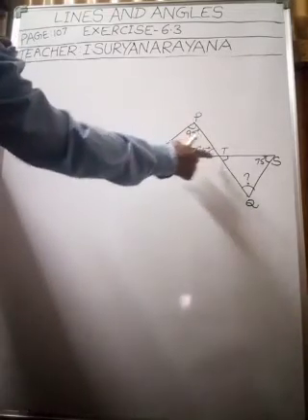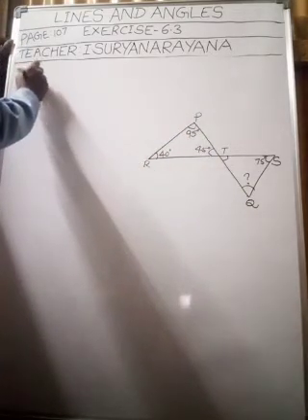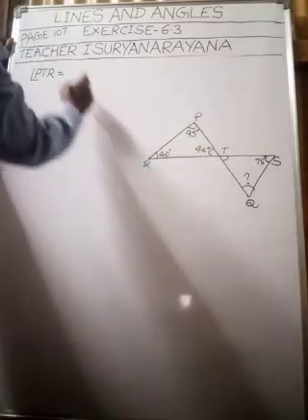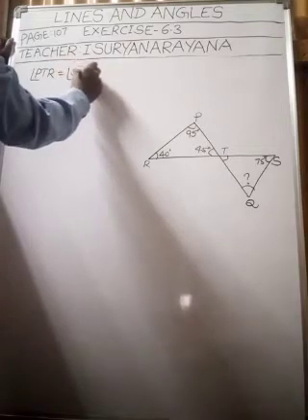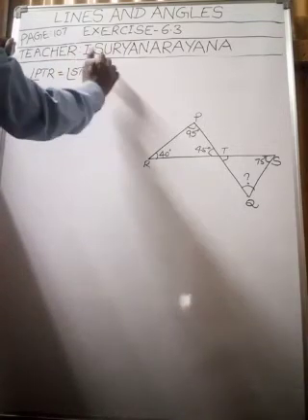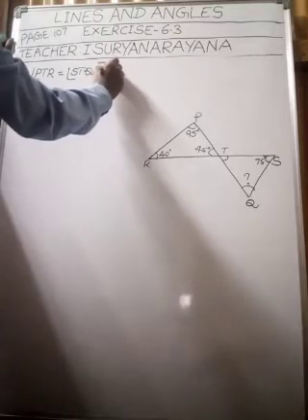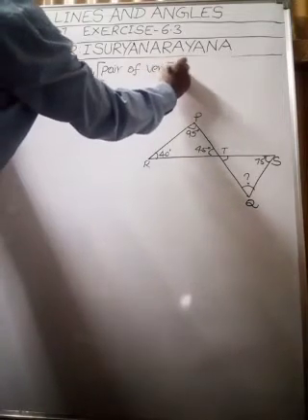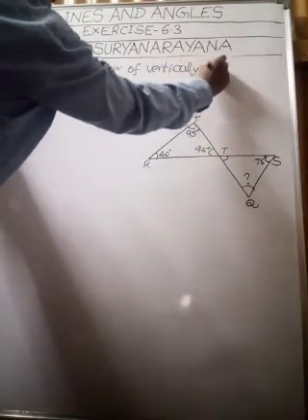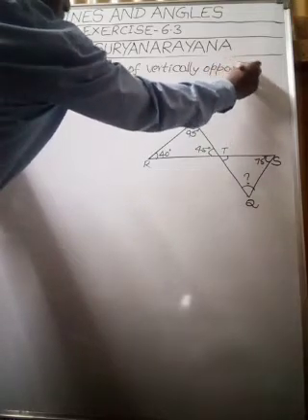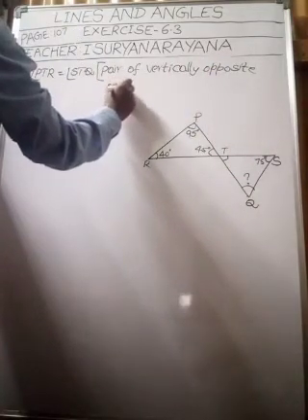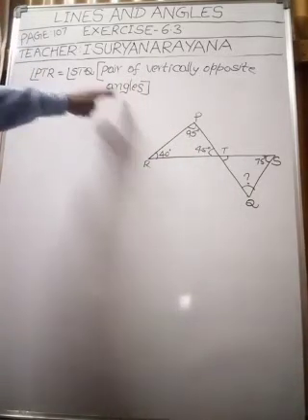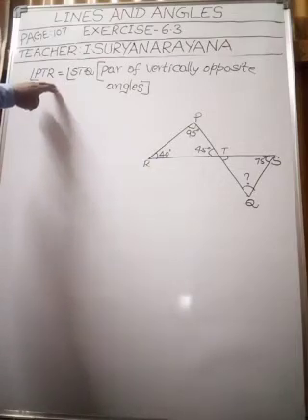Angle PTR is equal to angle STQ, because they are vertically opposite angles. They are equal. So by using this property, we wrote this step. Understood this step, my children?